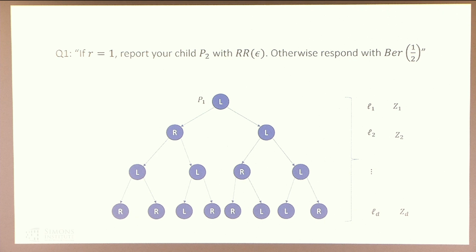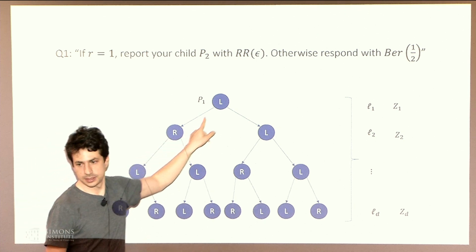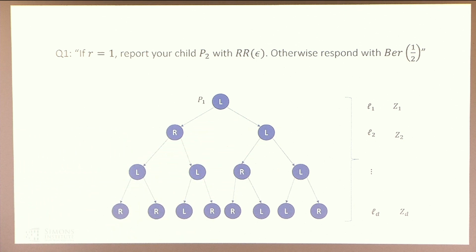Okay, here's how it works. Here's the first question I'm going to ask. It says, if you are at level 1, then use randomized response to tell me your child. If you are not at level 1, just flip a coin and tell me a random bit. Because remember, I don't know who's at level 1 and who's not. That's part of the private data.